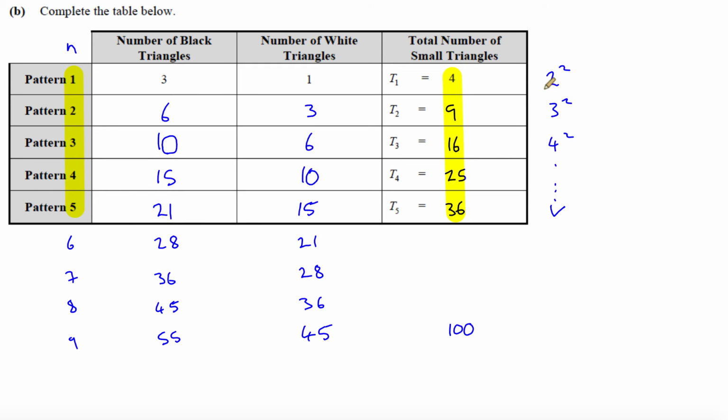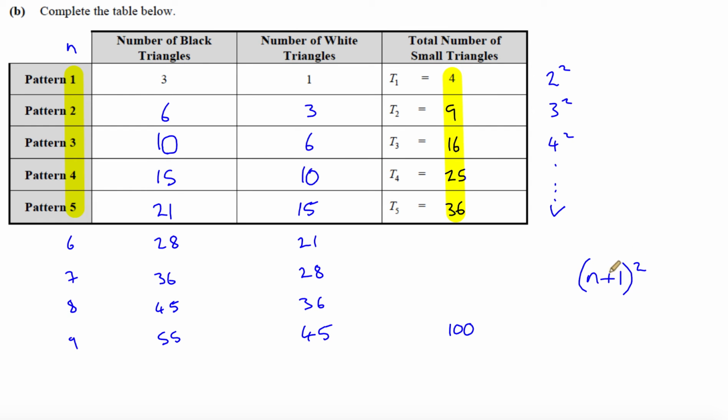So we can then maybe try and link the base of each of these to the pattern number. So how do we go from 1 to 2? Well, we just add 1. How do we go from this 2 to this 3? We add 1. This 3 to this 4, we add 1. So really we're adding 1 to n, and then we're squaring it. N is the pattern number. We're adding 1 to that, and then we're squaring that.